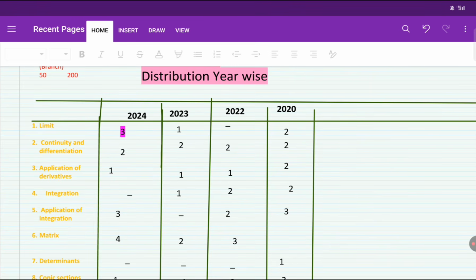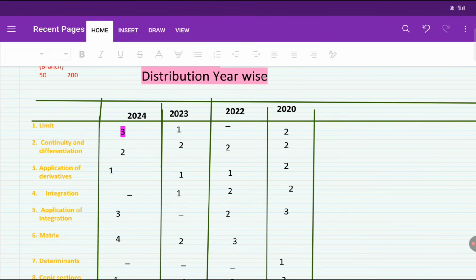First of all, limit. From limit, in 2024 3 questions were asked. In 2023 1 question was asked. In 2022 no questions were asked. And in 2020 there were two questions. Okay, and continuity and differentiability or differentiation. Majorly you will be asked one question from continuity and one question from differentiation. So in every year 2 questions were asked.